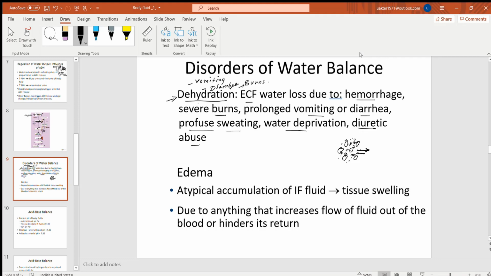Diuretics, as I already mentioned before, are chemicals that could be food or medicine that cause excess production of urine. So if you take more diuretics, then more urine will be produced and dehydration will occur. Okay.